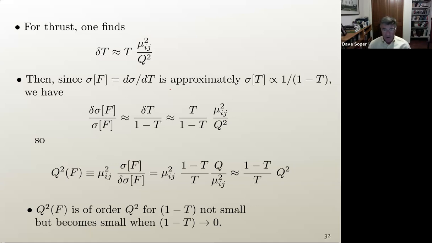So what do I conclude? If t is close to 1, so a half or something, or 0.8, 1 minus t is not a really small number, so Q squared of F is just of order Q squared. However, if 1 minus t becomes small, then Q squared of F is going to 0 because it's proportional to 1 minus t.